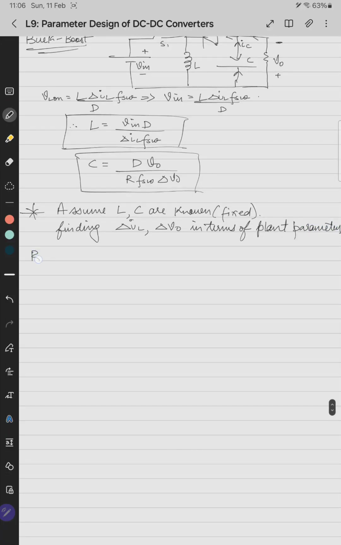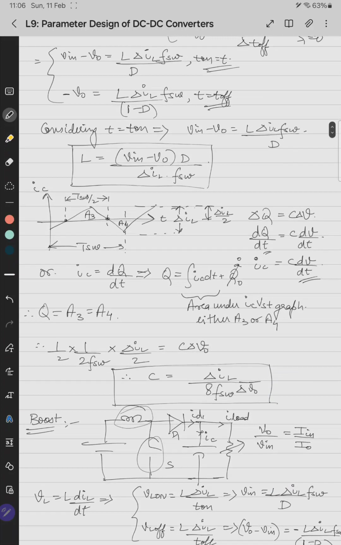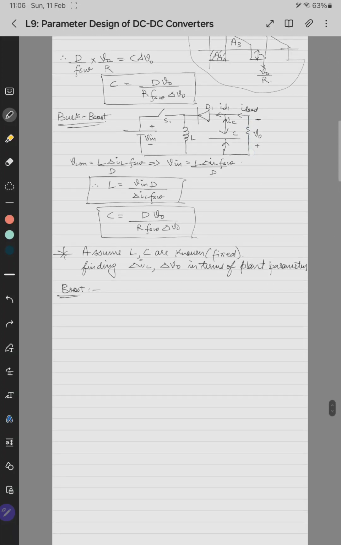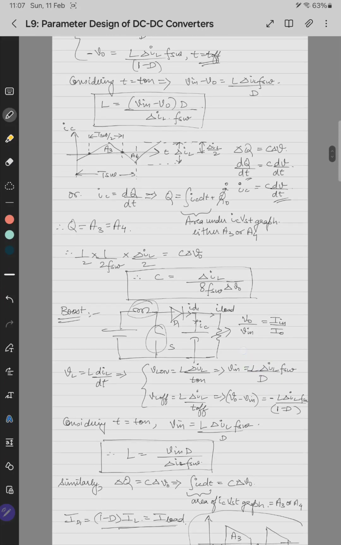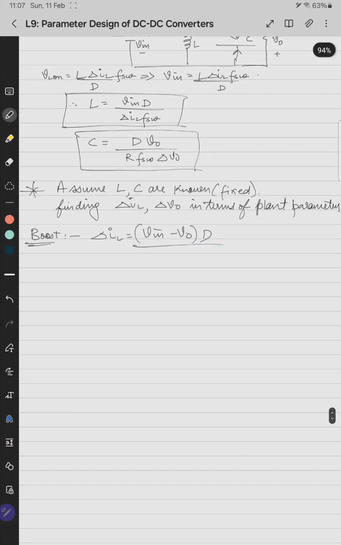So what you will do is, it is very simple. In the expression of L, just again solve this expression of the L in terms of delta IL. So what will be delta IL? It will be V in minus V naught into D, divided by L into F switching.